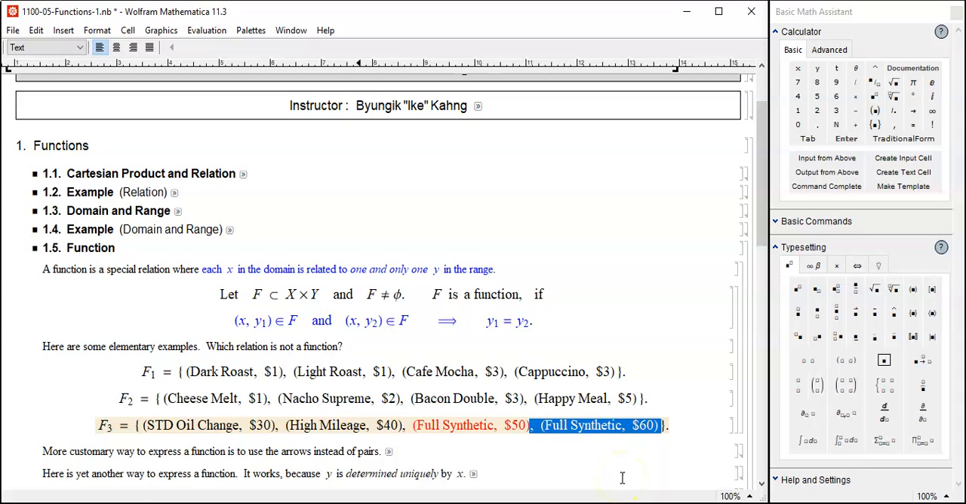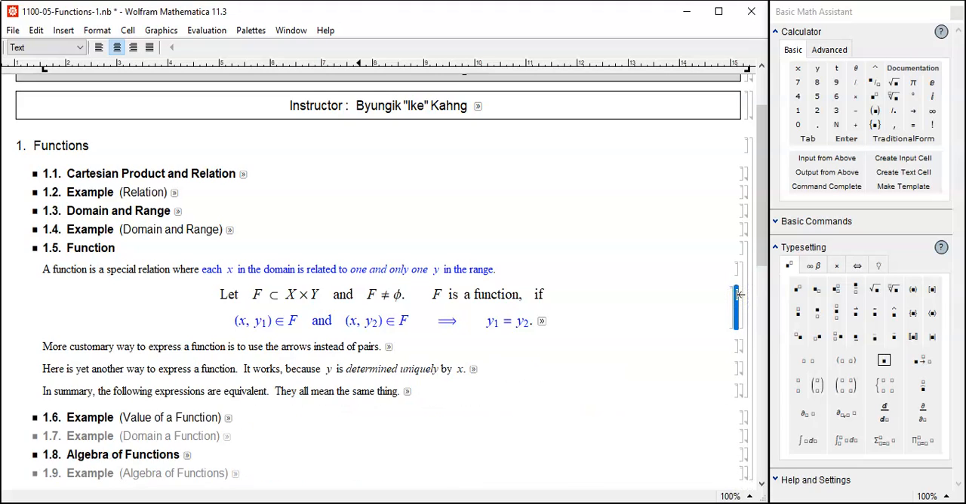Okay, used to be 60, but we have a coupon now, so back down to 50. That's one way to handle it. Or maybe you can remove this. Okay, coupon expired, going back to 60. In any case, you have to have only one y value in the range.